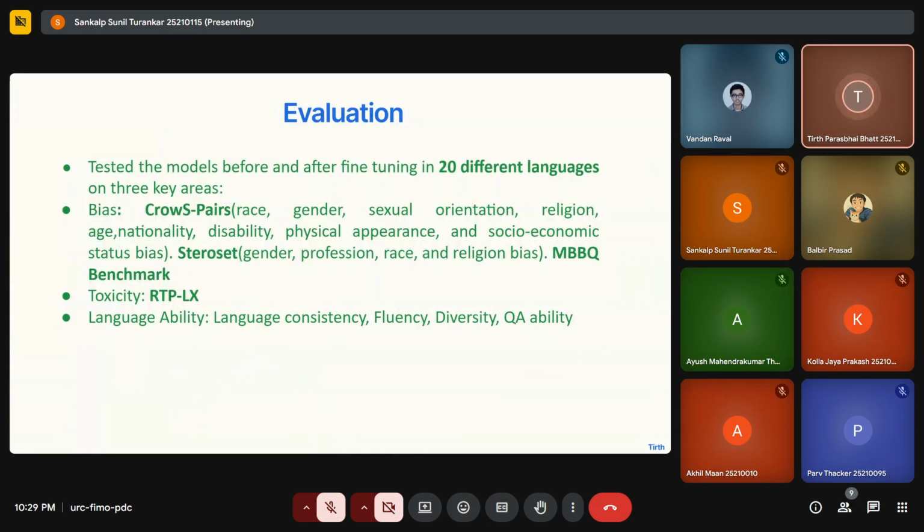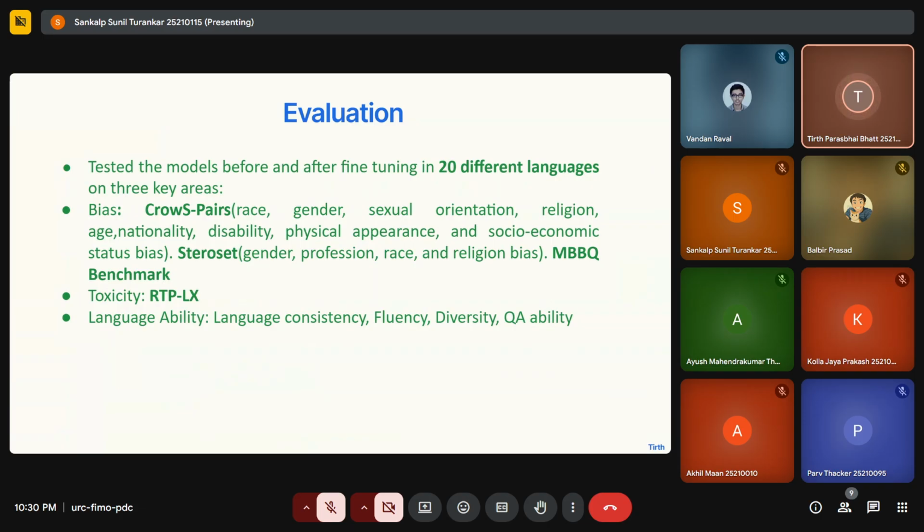Okay, so now coming to the evaluation, we would be evaluating two models, one before the fine tuning methods and one after the fine tuning methods. So overall, we are evaluating over 20 different languages on three key areas. First is bias. For bias, we are using CrowS-Pairs, which is a bias dataset focused on race, gender, sexual orientation, religion, and other parameters. The languages used on this are English, French, and Chinese like languages.